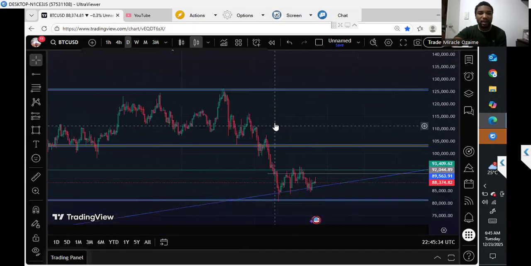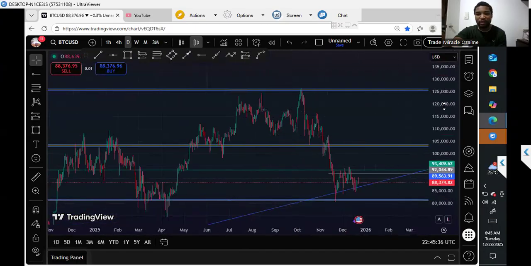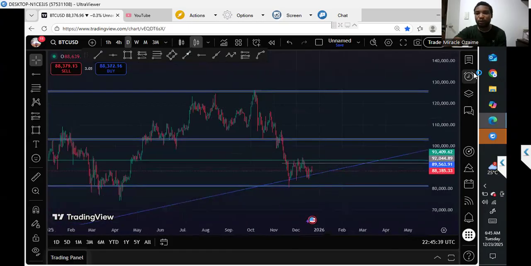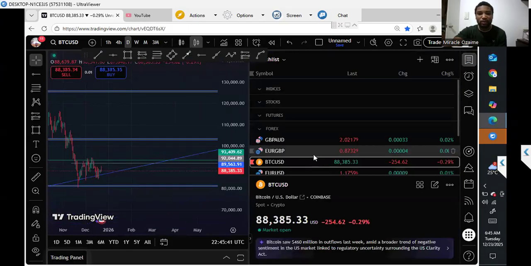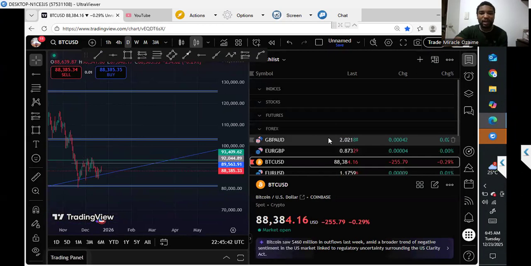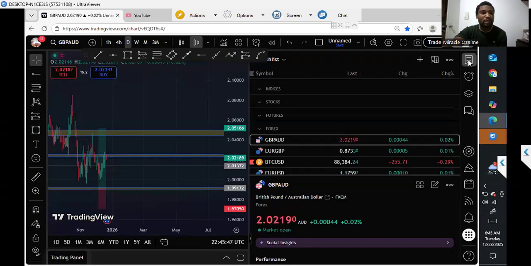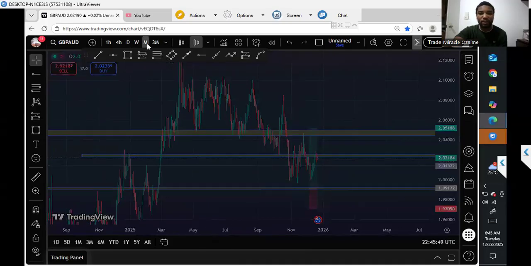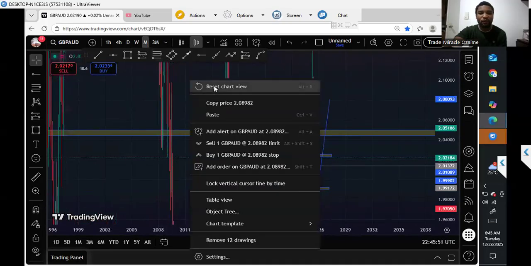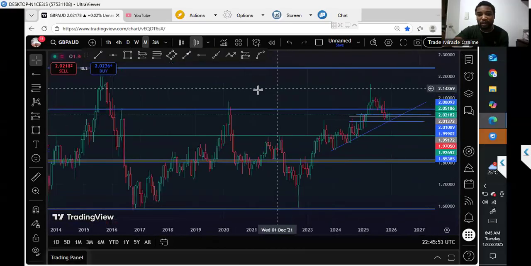Then if we break that 125 region, then BTC is going to look forward to a new high. So the next pair that I'm going to be looking at is GBP AUD. Remember last week we talked about GBP AUD. We'll come to the monthly time frame. What was I looking for on GBP AUD as of last week?